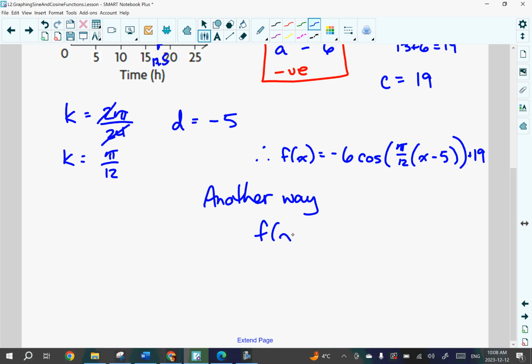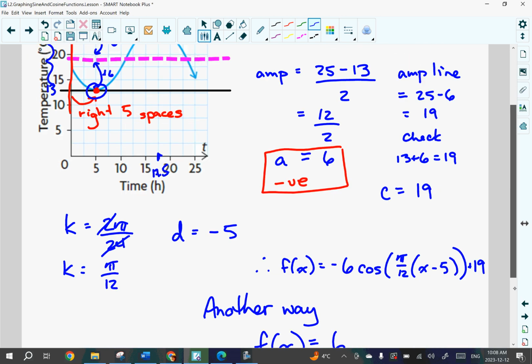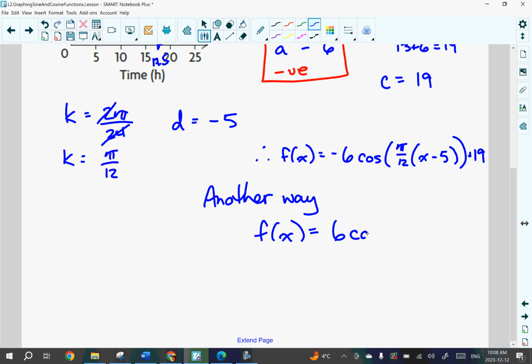F of x, the amp is going to be the same. It's going to be positive this time, though, because we're not worrying about there being a flipped point. We're just going straight across to the top point. We're still doing cosine. We're still doing pi over 12 because the period doesn't change, but we're going to horizontally translate 17 to the right instead. So both of those mean the same graph. It's just what do you want to do? So don't be surprised in the back of the textbook if some of them are a little bit different.